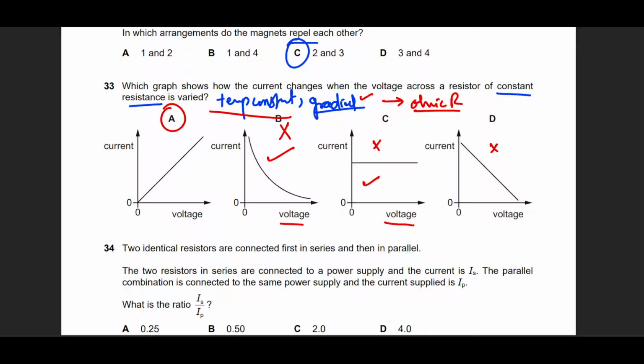Very straightforward. I've discussed the other options, but a student who has this basic knowledge of constant resistance and Ohm's law would have selected option A straight away, no questions asked. What he has done is swapped the axes for you. This is voltage and this is current, generally when we discuss Ohm's law, but we don't need that over here. Even if the axes were swapped, a straight line will remain a straight line.